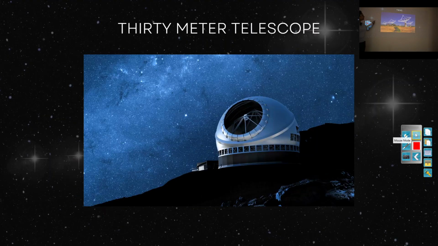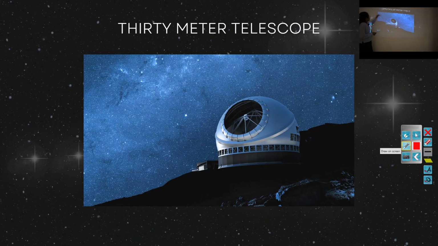Okay. So next we have this 30-meter telescope. The 30 meters telescope is located in Mauna Kea, Hawaii, USA. So it is a huge, very big telescope.